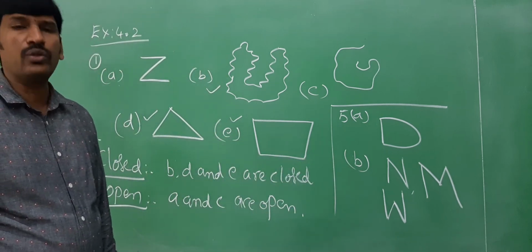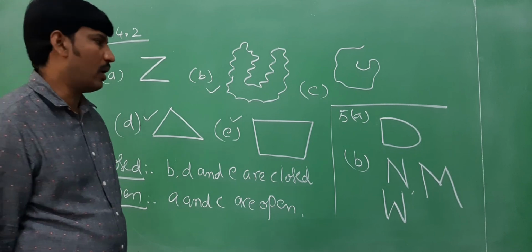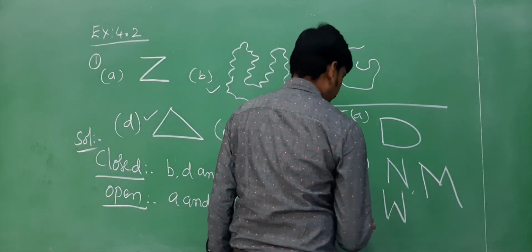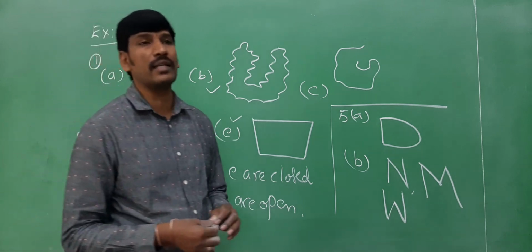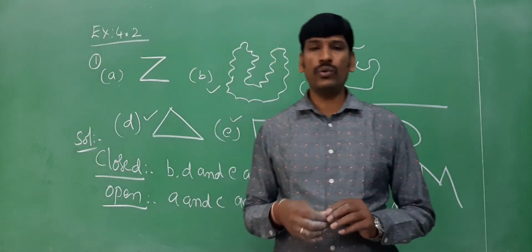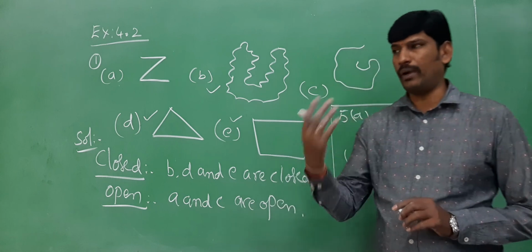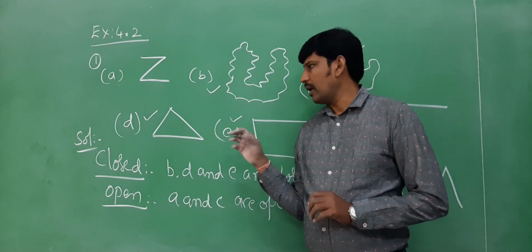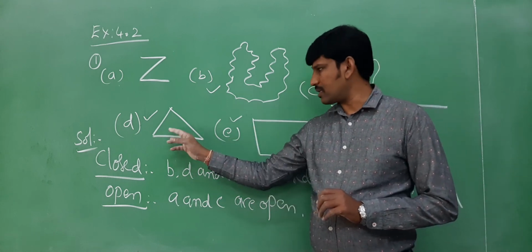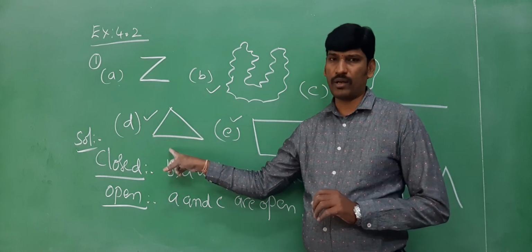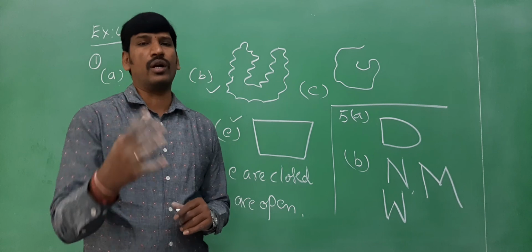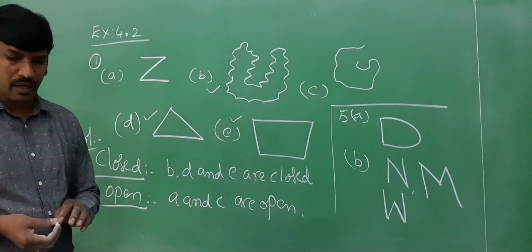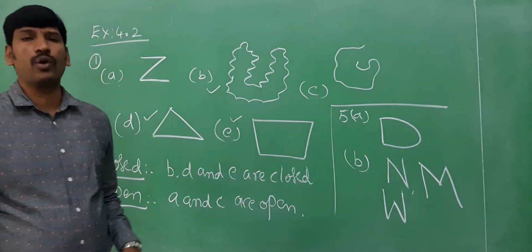A polygon with two sides. Is it possible? A polygon with two sides is not possible. Minimum 3 sides are required to make a polygon. This is one of the polygons, but they are asking for a polygon with 2 sides, it is not possible. Right children? So complete this exercise 4.2.